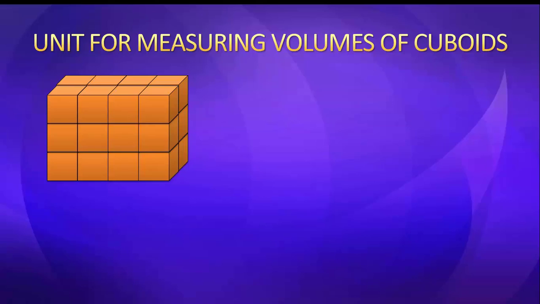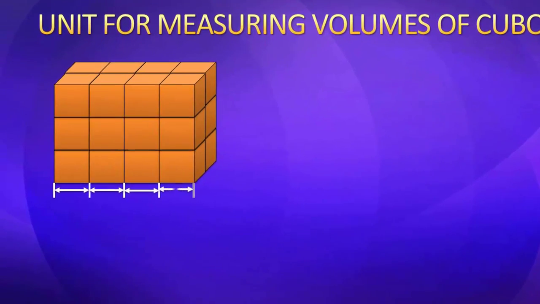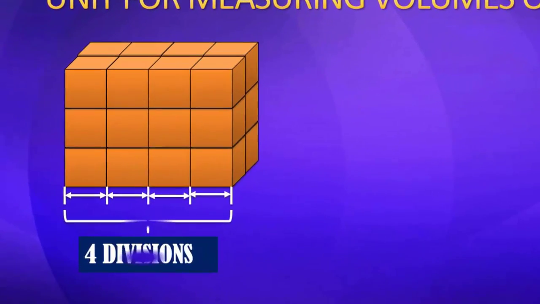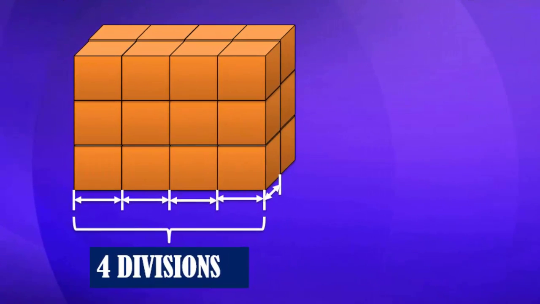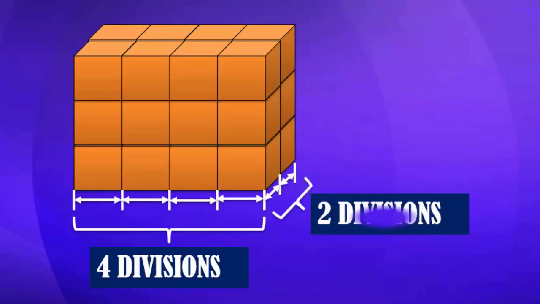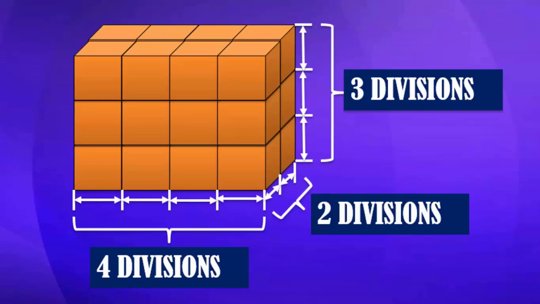Considering the division along the length, of course, we have 4 divisions along the length. Looking at the divisions along the breadth, we have, of course, 2 divisions. And along the height, we have 3 divisions. So you do realize that the number of divisions equals the number of cubes along all the dimensions throughout.